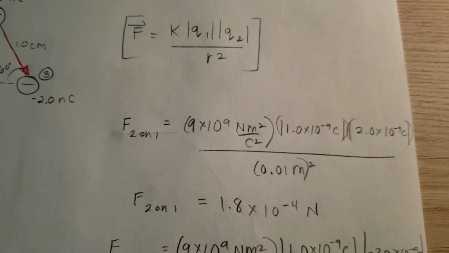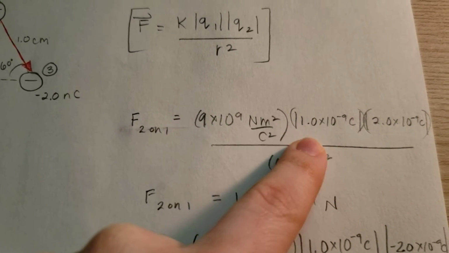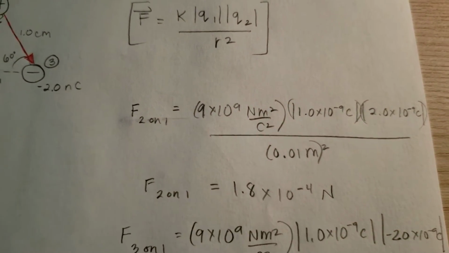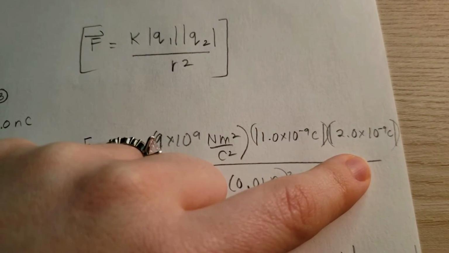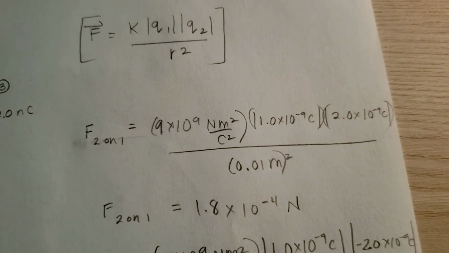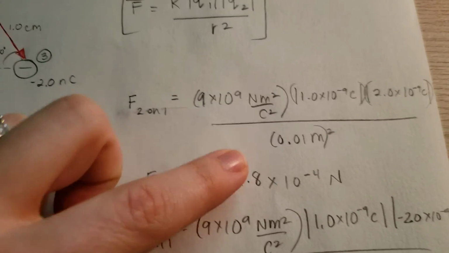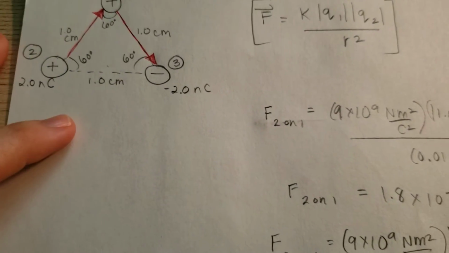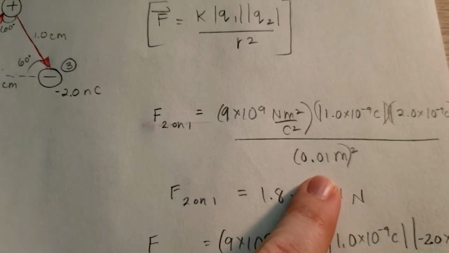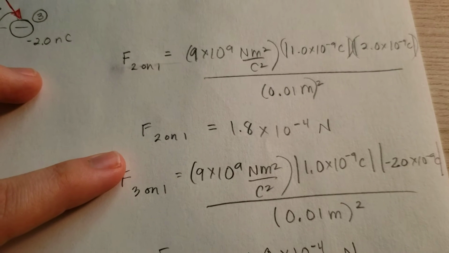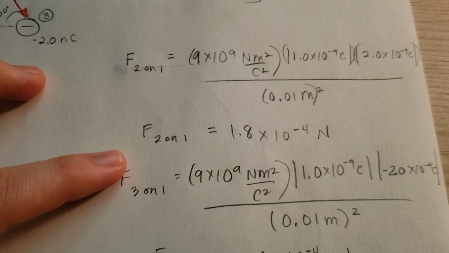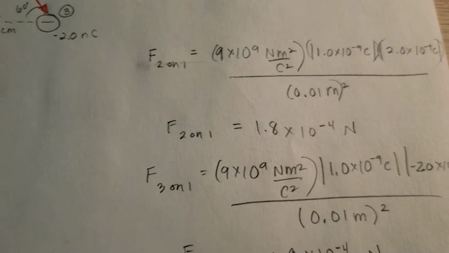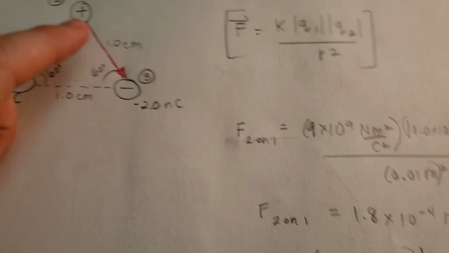So yeah, the charge on 1 is 1.0 times 10 to the negative 9 coulombs, or 1 nanocoulomb. The charge on 2 is 2.0 times 10 to the negative 9 coulombs, and we're dividing by that r squared, which I've converted to meters so that we can cancel. And for that one we get the force equal to 1.8 times 10 to the negative 4 newtons. And then we do the same thing for the force of 3 acting on 1.